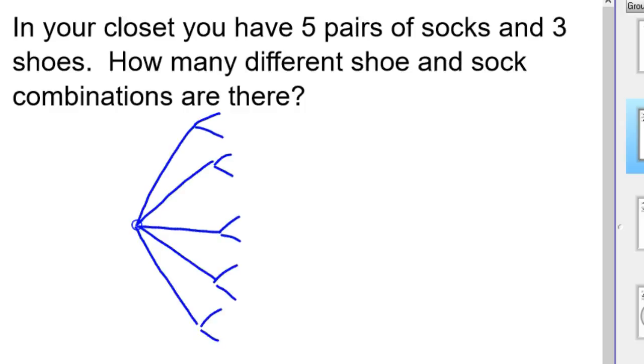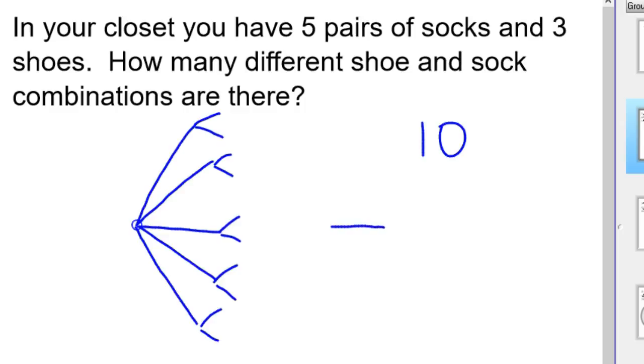So we would have 5 times 2, or you count these up: 1, 2, 3, 4, 5, 6, 7, 8, 9, 10. So the answer is 10 different ways. That's kind of visually how to represent it, and I've seen other ways of doing it.